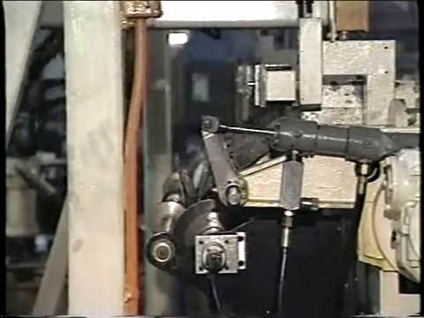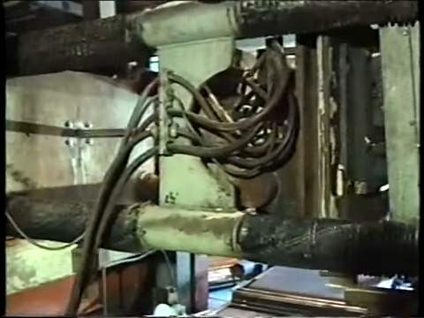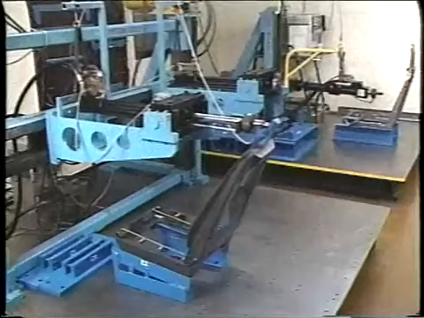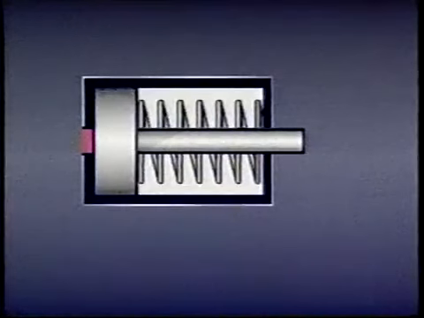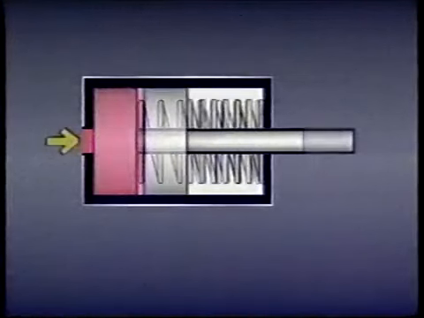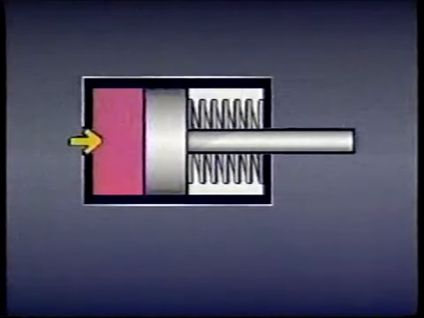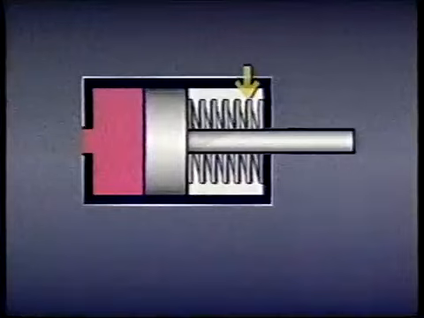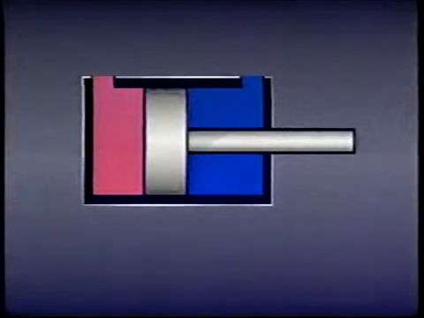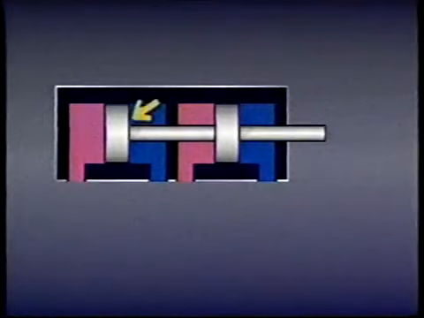Now, there are several different kinds of cylinders used in industrial hydraulics, depending upon the specific application. One common type is the single-rod, single-acting cylinder, which has fluid pressure applied to only one side of the piston. The return stroke is accomplished by some external means, such as gravity or a spring. A double-acting cylinder is one in which fluid pressure can be applied to either side of the piston.